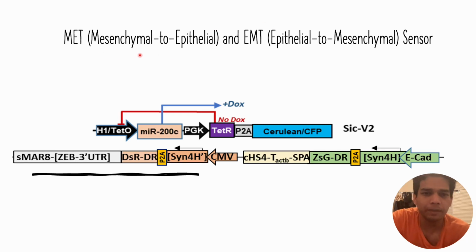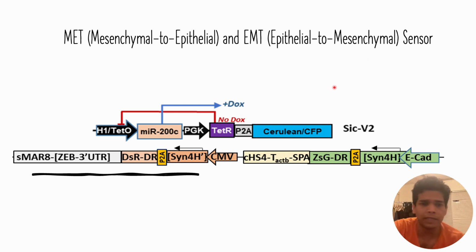In this video, we will discuss one of the sensors that can detect the mesenchymal to epithelial characteristic, and also the epithelial to mesenchymal characteristic. Not actually the gene expression. This sensor can help us detect the change in the glycomics profile when there is a change in the phenotype of the cells, that is from mesenchymal to epithelial or from epithelial to mesenchymal.